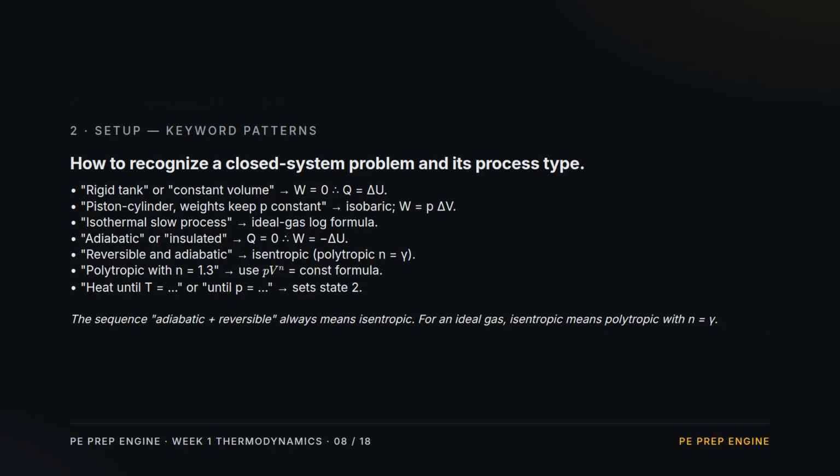Pattern recognition. Rigid tank or constant volume. Work 0. Q equals delta U. Weights holding pressure constant is isobaric. W is P delta V. Isothermal and slow, the log formula. Adiabatic or insulated, Q is 0. W is minus delta U. Reversible and adiabatic together mean isentropic. For an ideal gas, polytropic with n equal to gamma. And heat until set state 2.